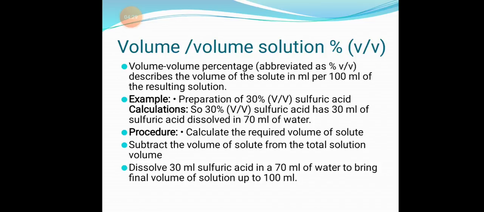Example: preparation of 30% V by V sulfuric acid. Calculation: 30% V by V sulfuric acid has 30 ml of sulfuric acid dissolved in 70 ml water. Procedure: calculate the required volume of solute. Subtract the volume of solute from the total solution volume. Dissolve 30 ml of sulfuric acid in 70 ml of water to bring the final volume to 100 ml.